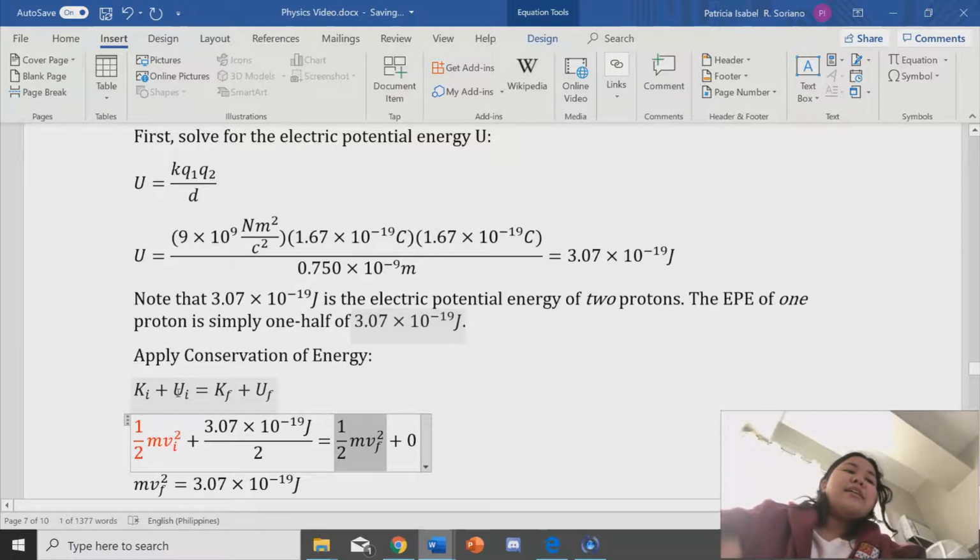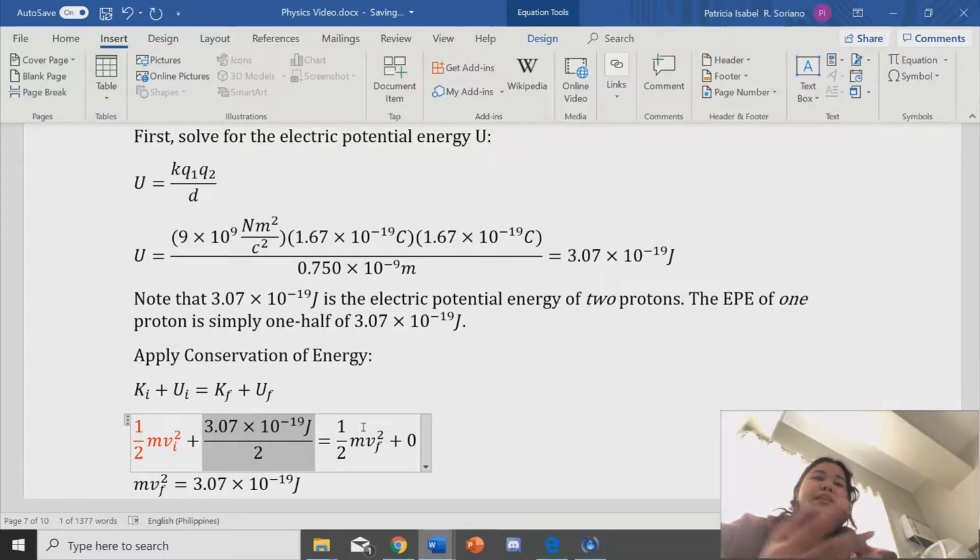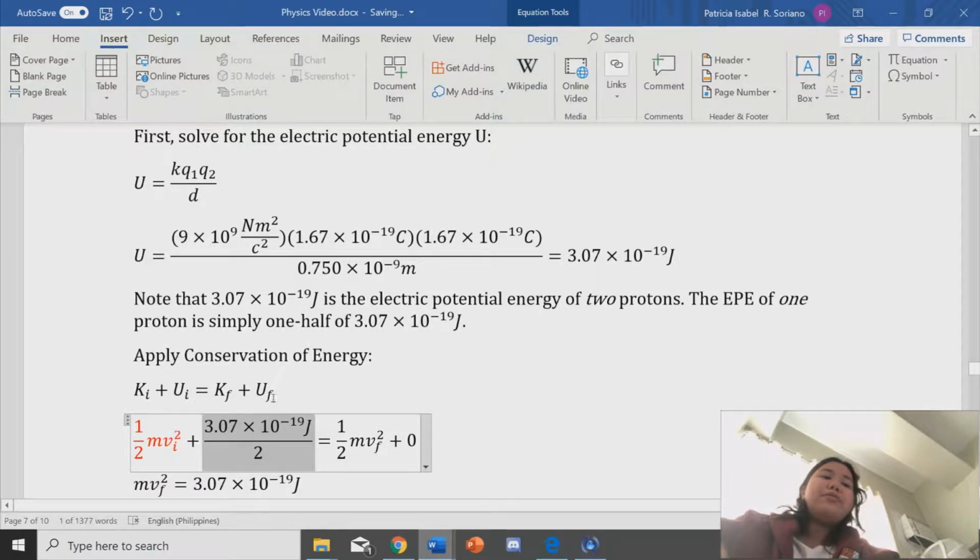Then next, this is our initial potential energy. And as you can see over here, this is what I was saying earlier about the EPE of one proton. Since again, we're only going to solve for the velocity of one proton to make it easier for us to solve for the entire problem, we're only going to use half of it. Half of the 3.07 times 10 raised to negative 19 in order to solve for our problem.